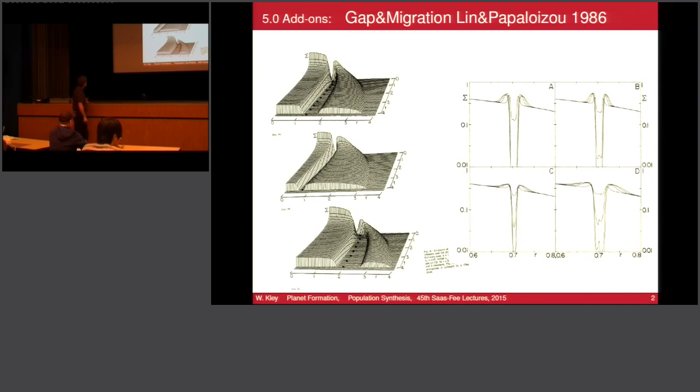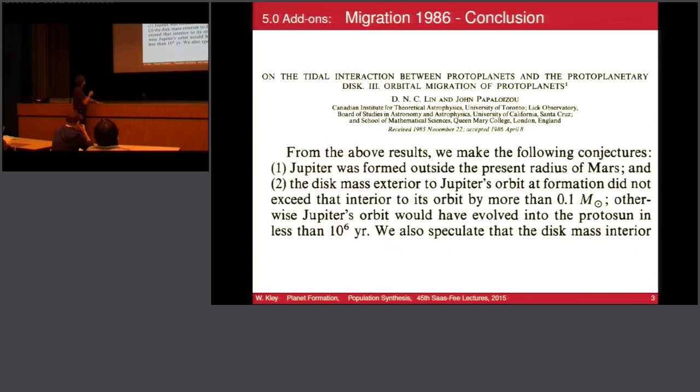And interestingly enough, this planet moves out, okay, in those days. I was surprised to see this also in the comparison. We think planets move inwards, and they found planets move outwards. Okay, we can look into this in more detail. This is the paper on the tidal interaction between protoplanets and the protoplanetary nebula, paper 3 already, orbital migration of protoplanets. Doug Lynn, John. From the above results, we make the following conjectures.